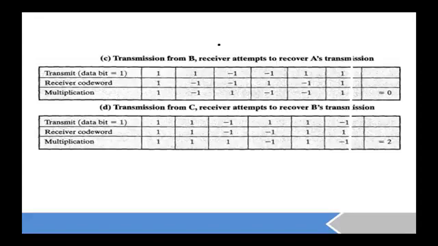That will be equal to 1 times 1, 1 times minus 1, minus 1 times minus 1, minus 1 times 1, 1 times minus 1, and 1 times 1. And the sum of all these products will be equal to 0. Thus, the unwanted signal from B does not show up at all.